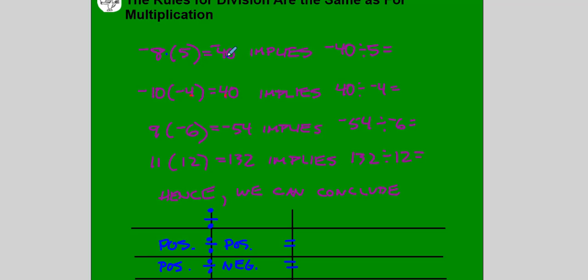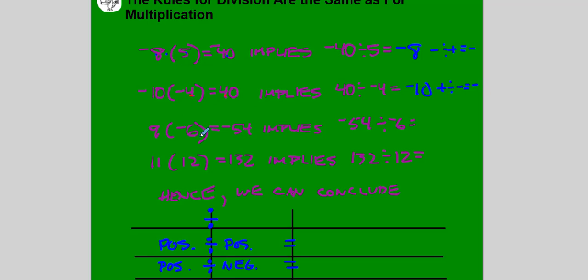This implies then that -40 divided by 5 is -8. -10 times -4 equals 40 implies that 40 divided by -4 is -10. So here notice a negative divided by a positive is a negative. That's the same as for multiplication. Negative times positive is a negative. Here this implies that a positive divided by a negative is a negative. Okay, same for multiplication. Positive times negative is negative.